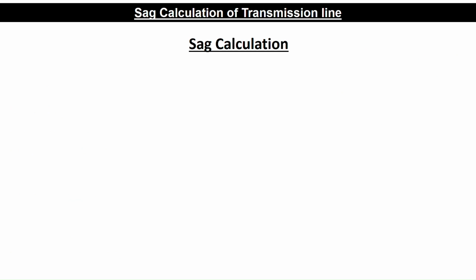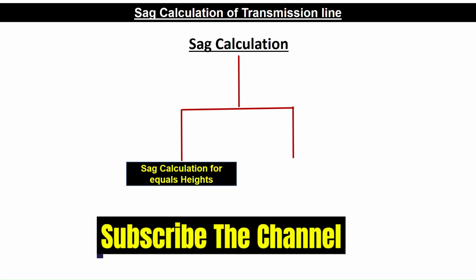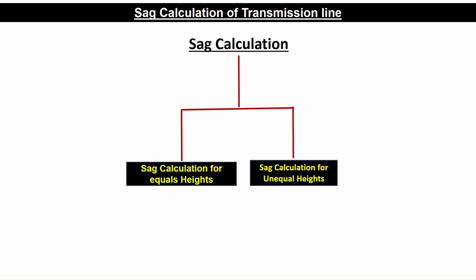Sag calculation. Now, how can we calculate the sag of a conductor? There are two calculations. One is sag calculation for equal heights, when the supporting structures are at equal heights, on a plane ground. Second, sag calculation for unequal heights, when the two supporting structures are at unequal heights from the ground level.